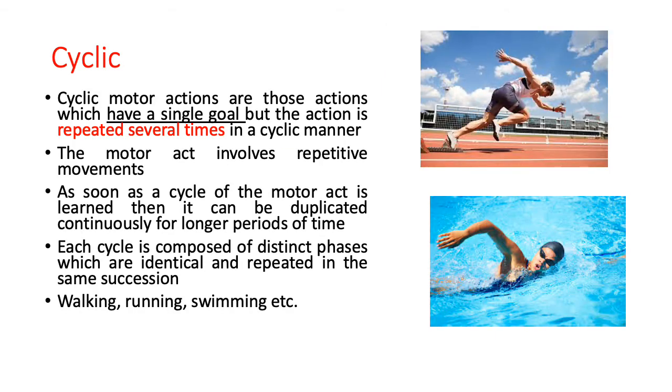Now cyclic ones. Cyclic ones involve repetitions. They involve cycles, right? Cyclic motor actions are those which have a single goal. The goal is still single. I want to reach from here to there, right? So that is my goal. The goal is one. But I have to repeat my cycles of walking or my cycles of running. So cyclic motor actions are those actions which have a single goal, but the action is repeated several times. Note this line: repeated several times. This is the key difference between cyclic and acyclic.